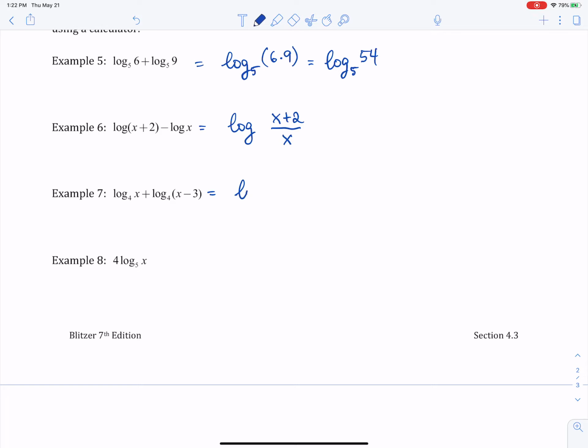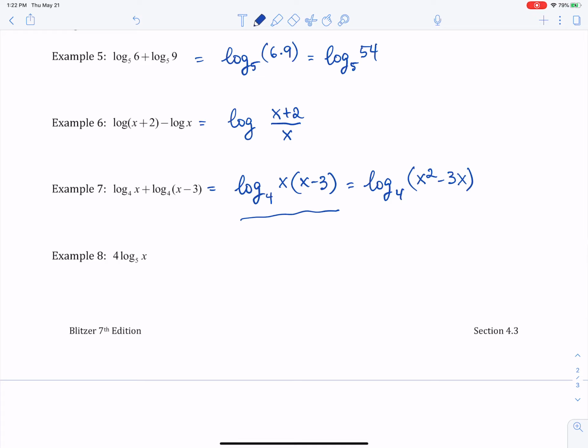It is a sum, so I'm going to go logarithm of the product of the arguments. The base is still 4, so product of the arguments. And that's how far we can go. Of course, some of you may want to distribute here. Some of you may want to make that logarithm base 4 of x times x, which is x squared, and x times negative 3, which is negative 3x. But the best answer is usually in factored form, so I prefer this answer versus the next one.